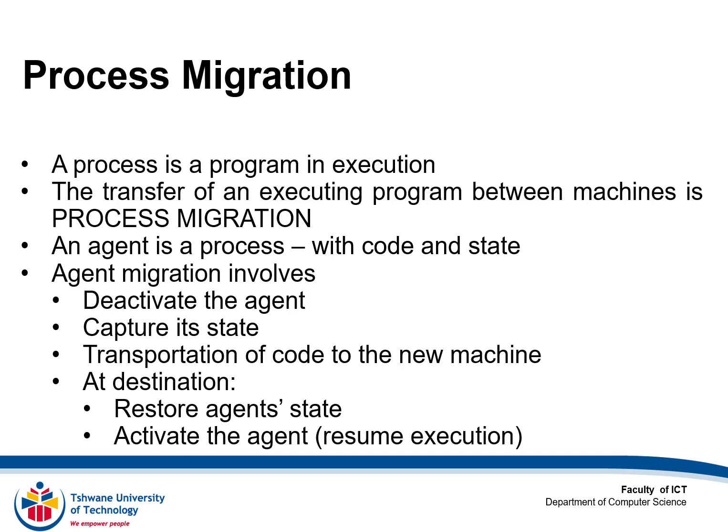Agent migration can involve a number of stages. And these are important because before you can migrate an agent, you need to deactivate it in the current platform. You need to capture its state so that it can easily continue in the new platform where it's supposed to migrate to. You then need to transport the code to the new machine. This, by the way, happens over a network, and therefore it can also happen automatically. At the destination, a couple of things need to happen. You need to restore the agent state so that it can resume the execution. You need to activate the agent for it to continue where it left off executing.